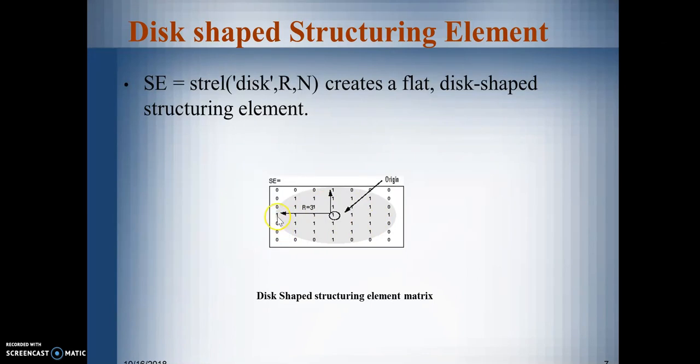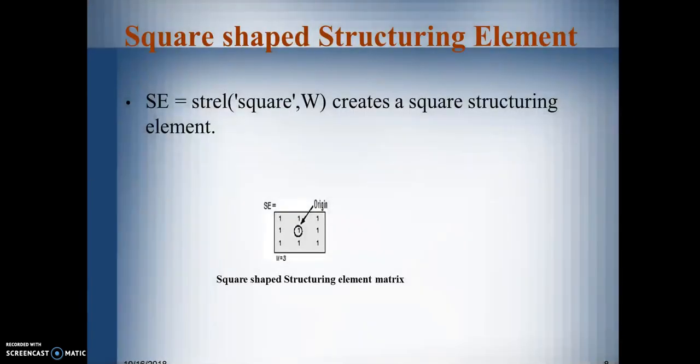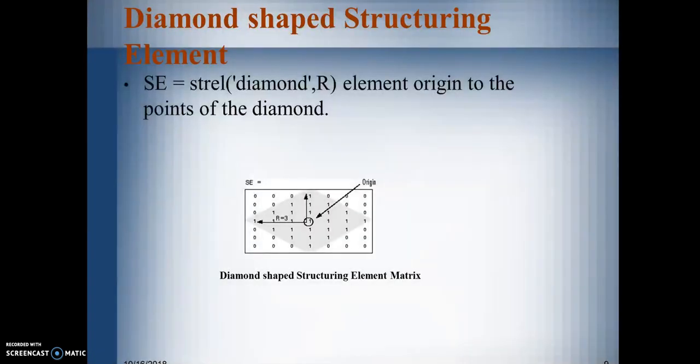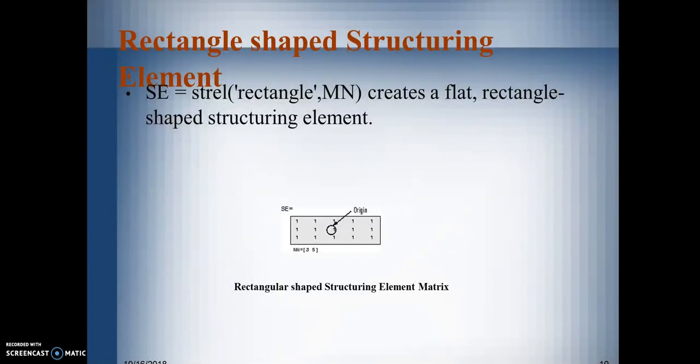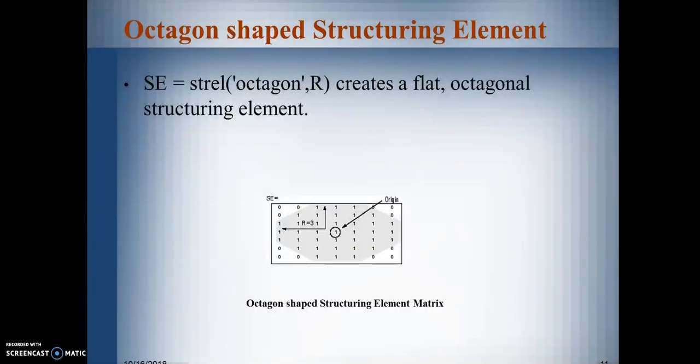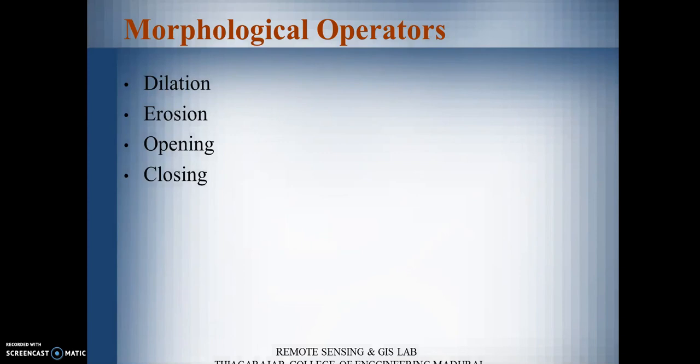Here you can see the structuring element is a disc shape. The disc portion is covered by 1 and the remaining portions are covered by 0. So we can see the disc shape in the structuring element itself. Similarly here we can see the square shape, and here we can see the diamond shape. The diamond area is only covered by 1s, the remaining area is covered by 0s. Here the command also we can pass diamond as an argument. Similarly for rectangular structuring element and octagon structuring element, all can be defined.